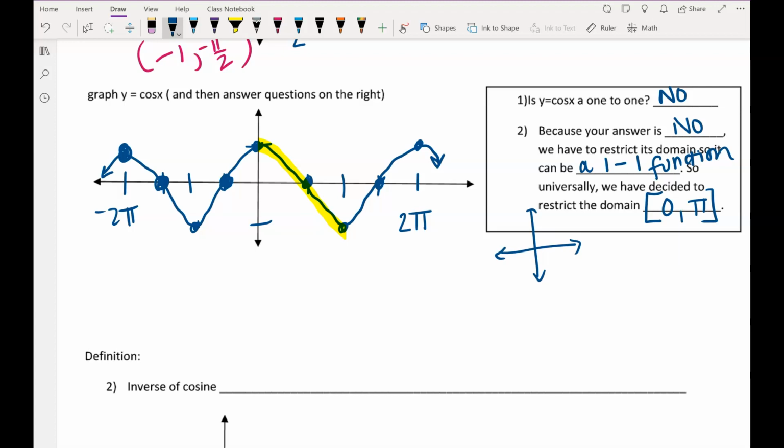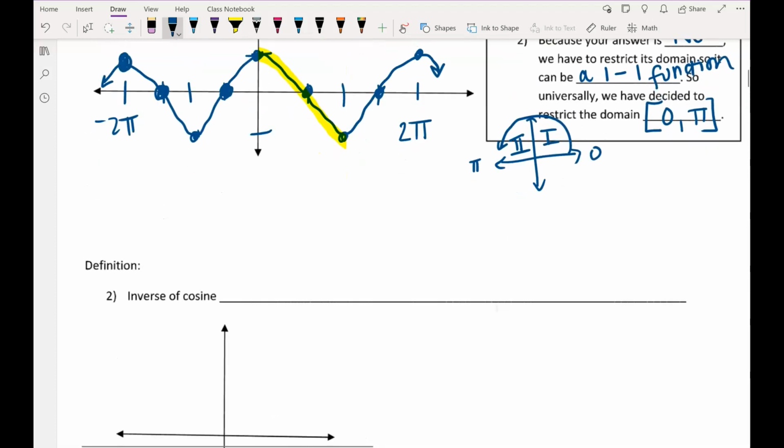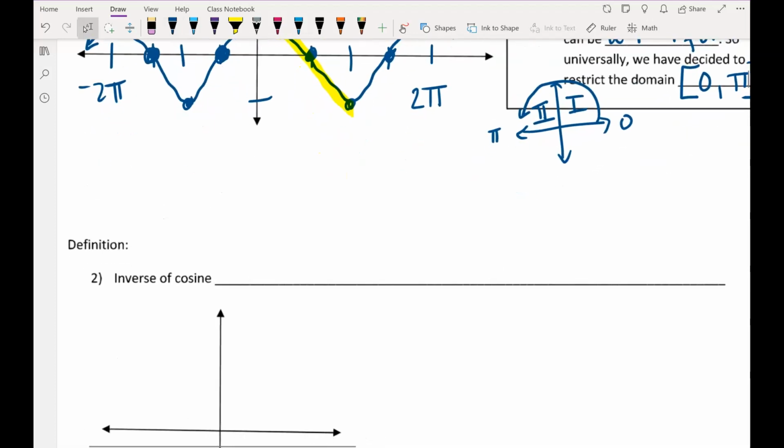And where's pi? So what quadrants is this restricted to? 1 and 2, because this is 0, this is pi, and it's positive, so I go counterclockwise. Can you guys see it? So the quadrants here, students, are 1 and 2, and that will be the same as its inverse by definition. So here you go. Inverse of cosine, aka, students, you will sometimes hear me say cosine inverse.